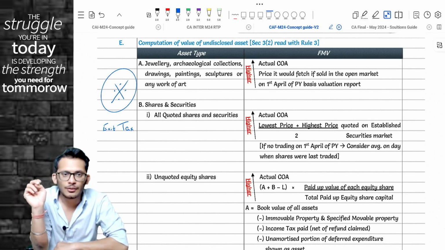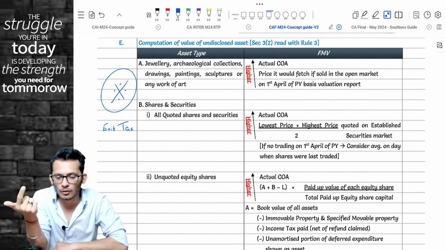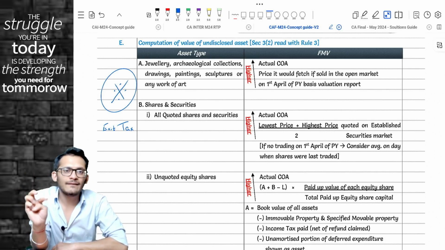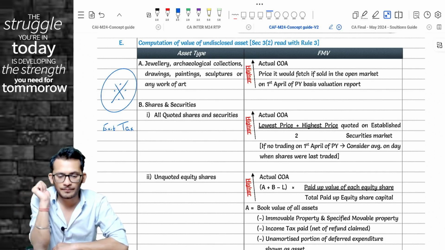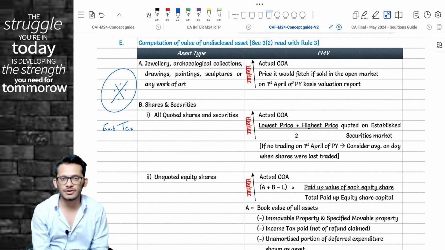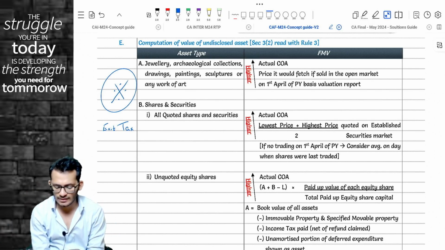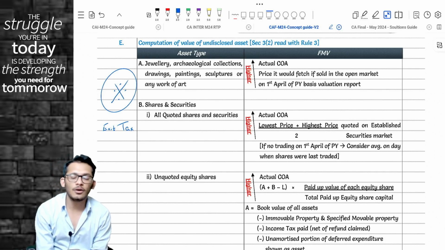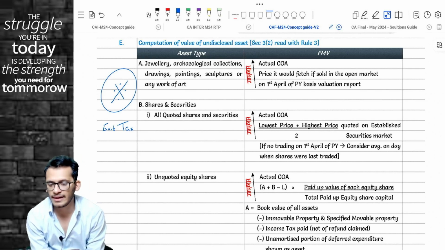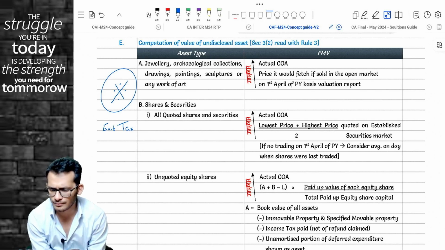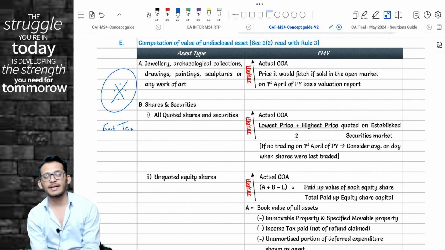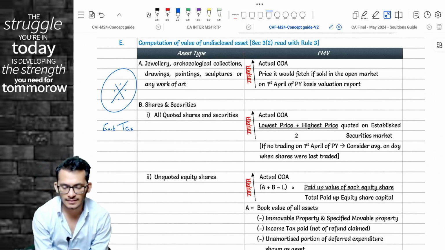Average. You have to do average, meaning opening price plus closing price. So they are coming and saying, Rahul, take the average price on the date on which it was acquired, and compare it with the actual cost of acquisition, whichever is higher. However, Rahul, if trading did not happen on that date, you will take the price on the previous trading date. Yes or no? Yes, yes, yes.